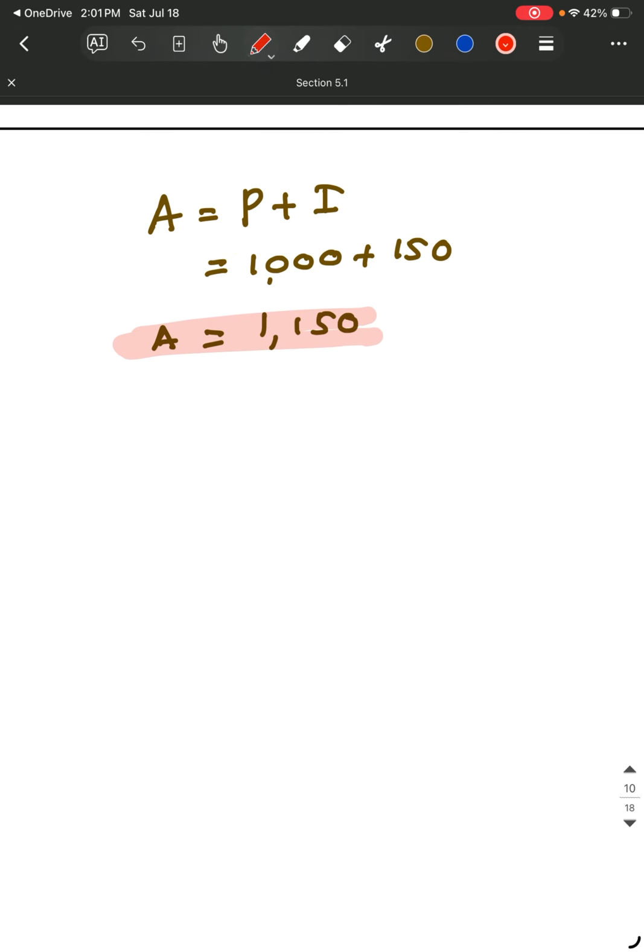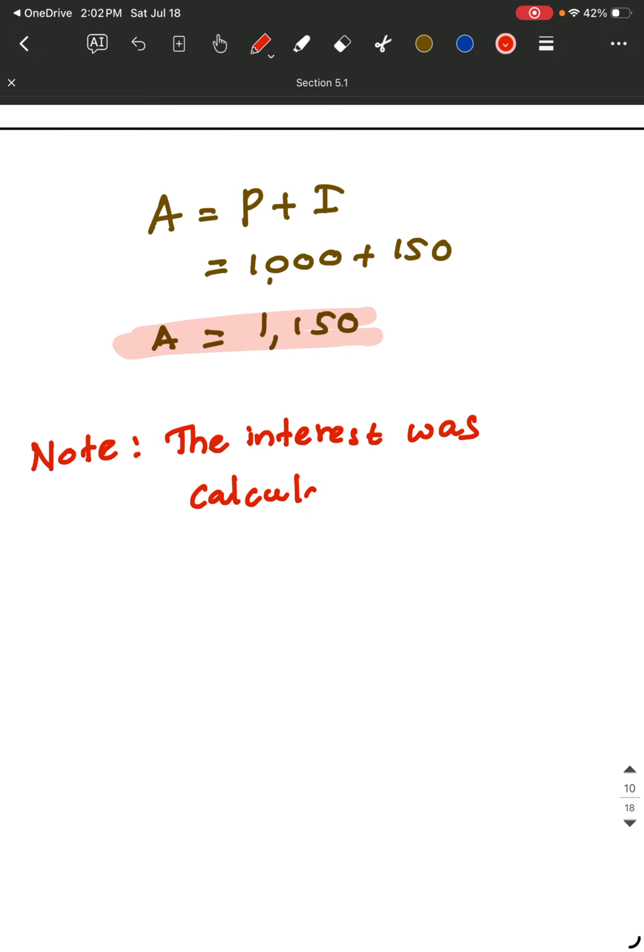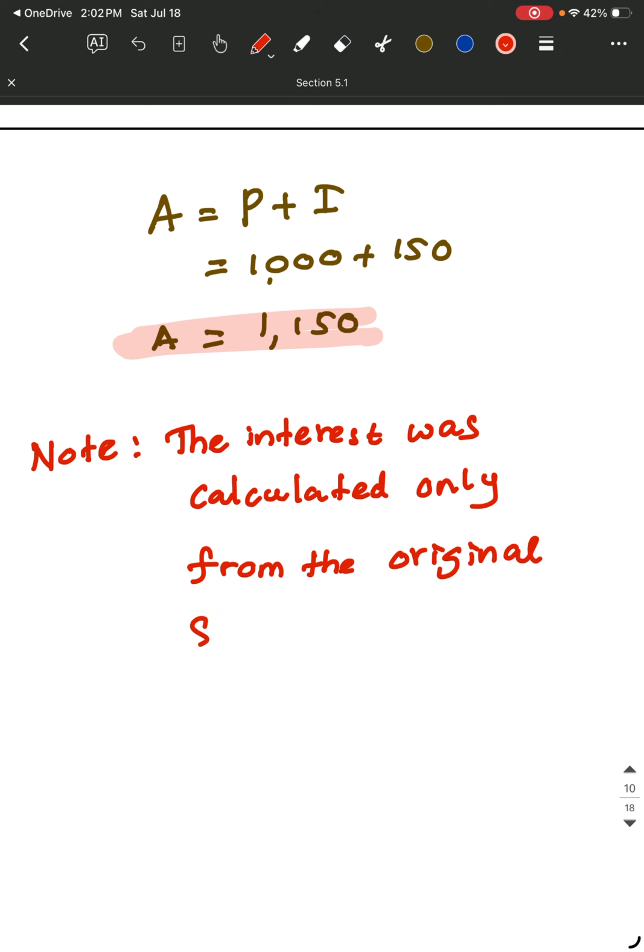Okay, let's make a note. The interest was calculated only from the original amount of $1,000. Okay.